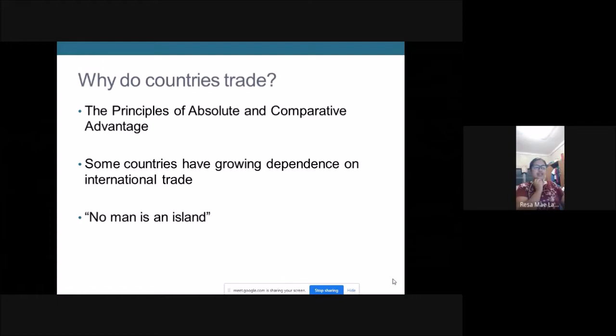Moreover, transfer of technology, capital flows, and cheaper and wider choices of goods are some of the benefits of trade. Hence, trade is inevitable. Hindi talaga natin yun maiiwasan. Therefore, it is important to understand international trade and the principles behind it.